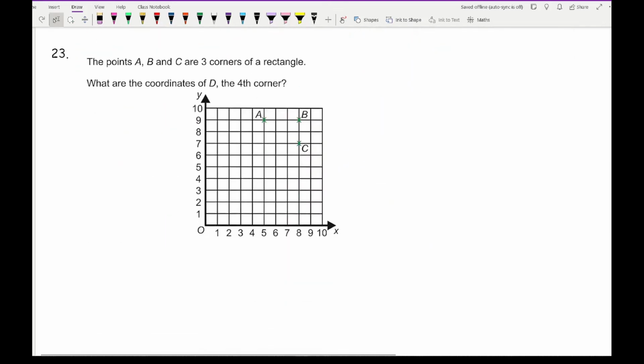Moving on to question 23. So here we move on to our coordinates problems. It says the points A, B and C are three corners of a rectangle. What are the coordinates of D, the fourth corner? So here our fourth corner is going to be here. We'll just label that as D. And then the question is asking for the coordinates, not plotting it. So it's going to be 5, 7.